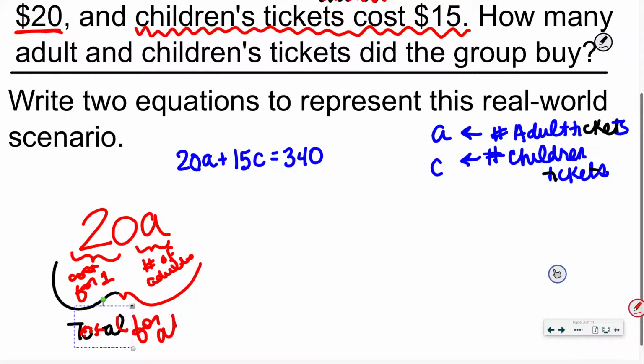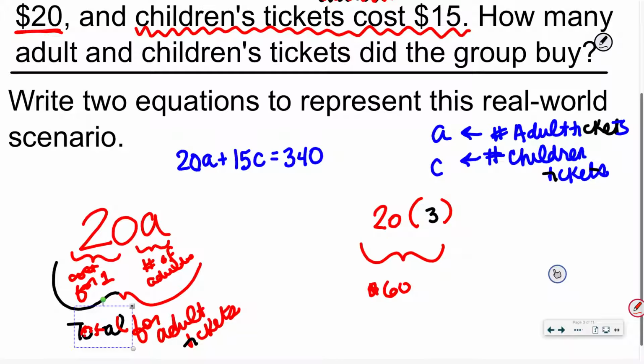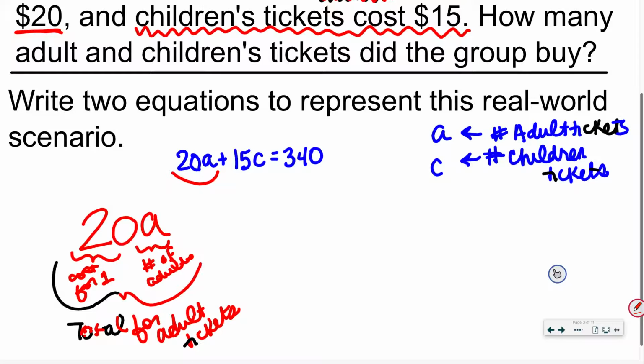And the reason I wanted to point that out is on the previous exam, a lot of you got that question wrong about what the coefficient represents. You said that the coefficient represented the unknown. But it didn't. The coefficient was something different. Together, they're different. For example, if I have $20 per adult ticket and there are 3 adults, my total price is $60. So it would be $20 for one ticket, and then 3 people went, so we spent $60. So the idea here is that the 20A represents the total cost for adult tickets.